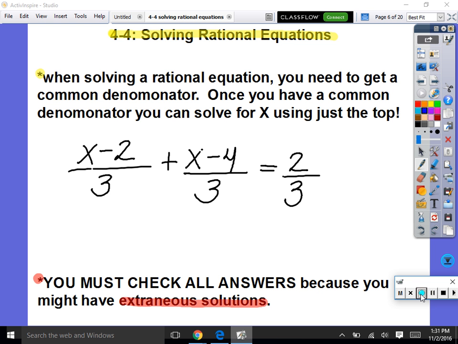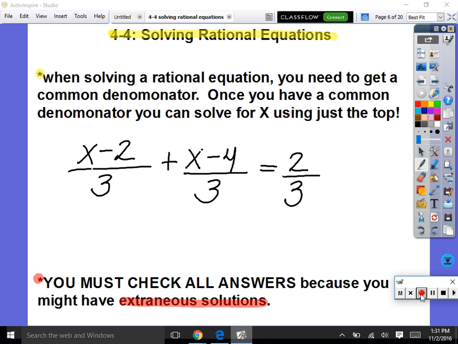So here's the thing, guys. This is actually pretty nice. You're going to find this much easier than last time. When solving a rational equation, the hardest part is you do have to have a common denominator, just like when adding and subtracting. But once you have a common denominator, you can literally just ignore the denominator and solve using the top. So then it's easy from there. Once you get a common denominator, you can solve using the top.